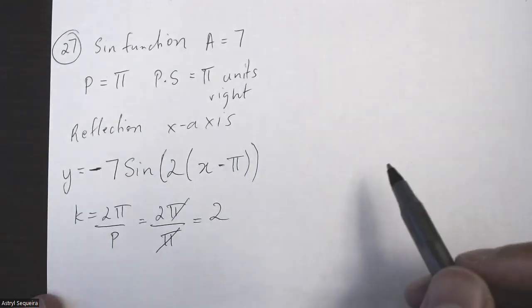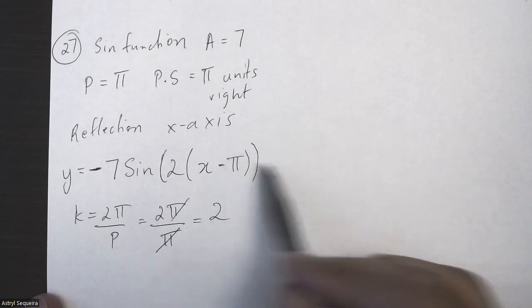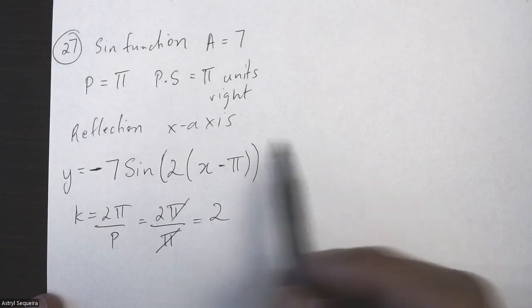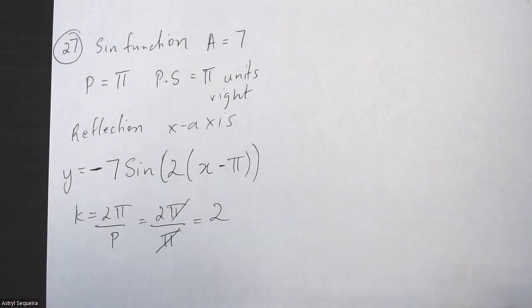And then in this question, they don't mention the equation of axis, so we're just going to assume it's 0. And we're not going to add anything over there. So that's the full equation over here.